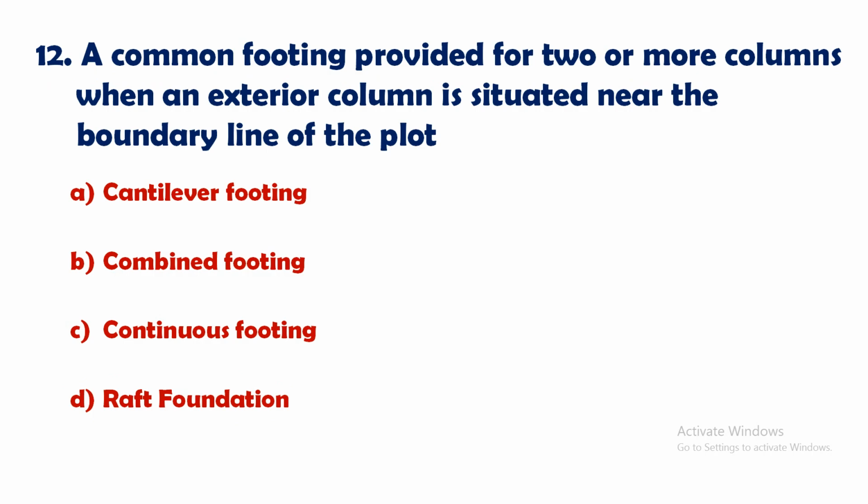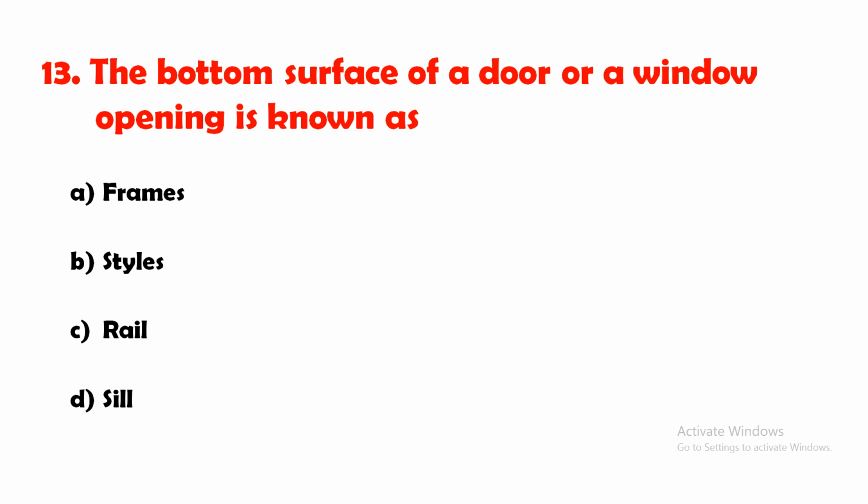The bearing power of a soil can be determined by method of loading, plate load test, penetration test, all of the above. The answer is: the bearing power of a soil can be determined by all of the above methods. A common footing provided for two or more columns when an exterior column is situated near the boundary line of the plot is cantilever footing, combined footing, continuous footing, raft foundation. The answer is: combined footing.